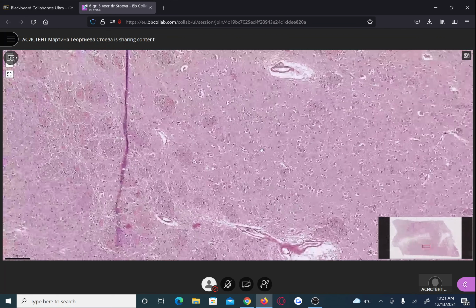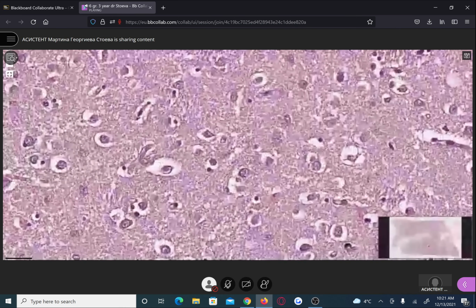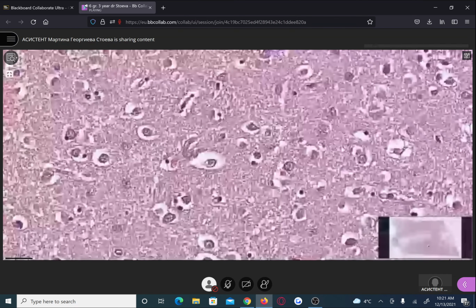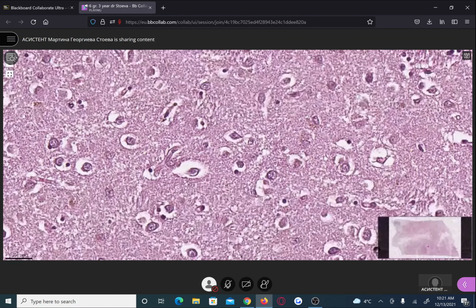And when we zoom in, we can see some large cells with larger nuclei. These are nuclei of neurons. And around them, we can detect some smaller nuclei that look like dots. These are the nuclei of glial cells.